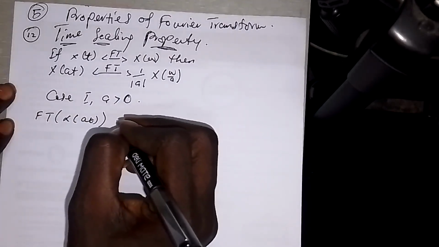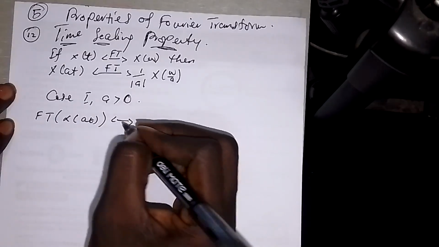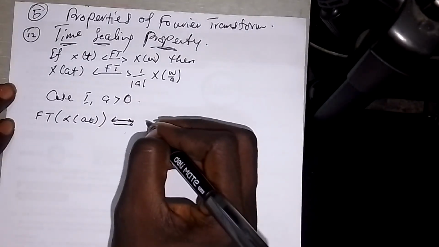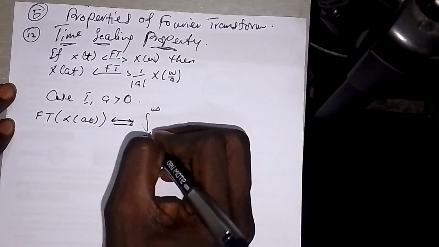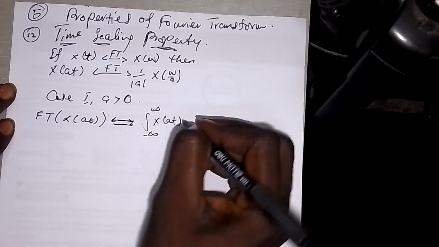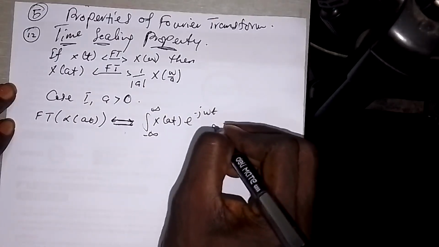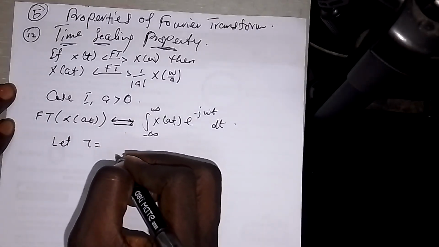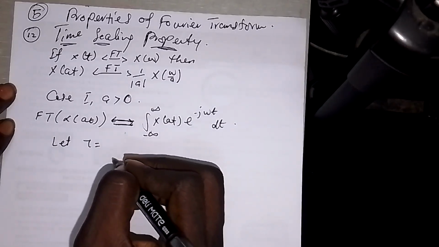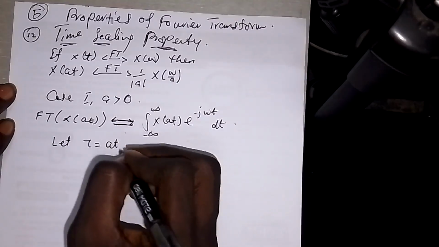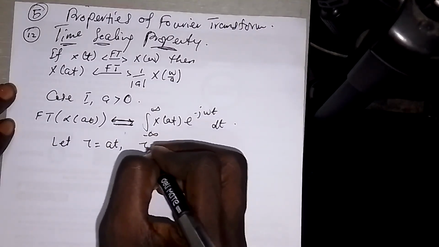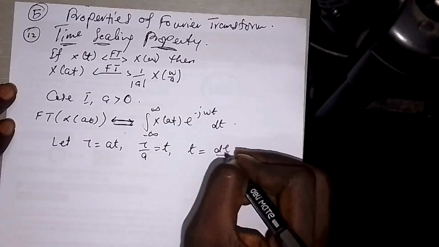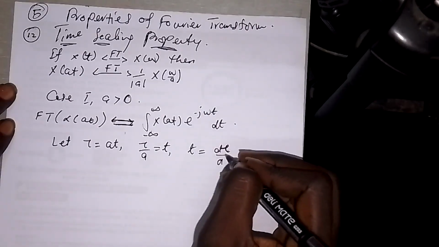It's going to be equal to the integral from minus infinity to infinity of x of at into e to the minus j omega t dt. Now let me say that let tau be equal to at. Then in that case, tau over a is equal to t, and then t is equal to tau over a.